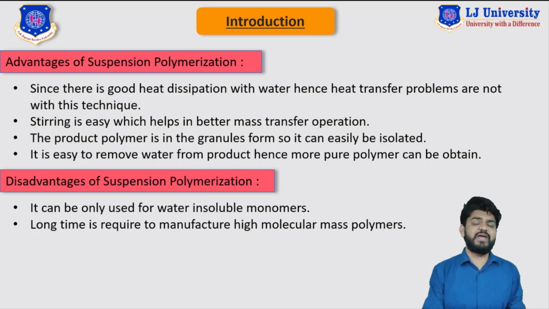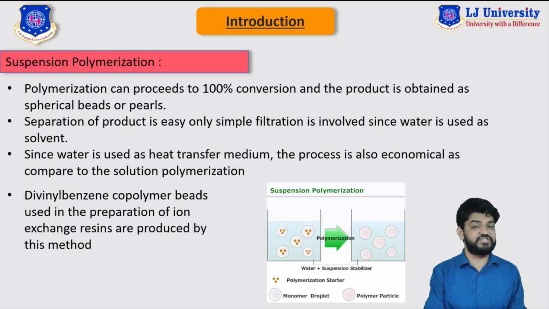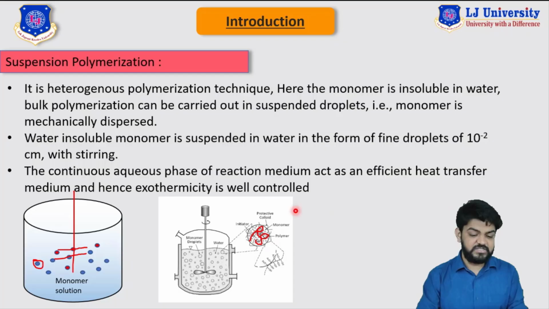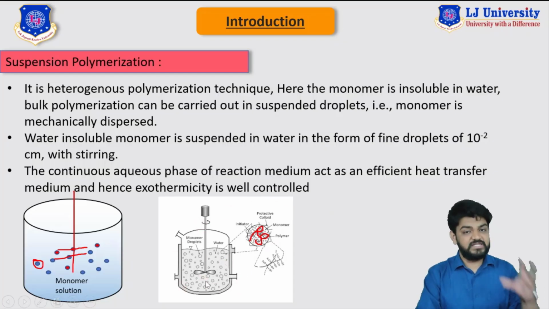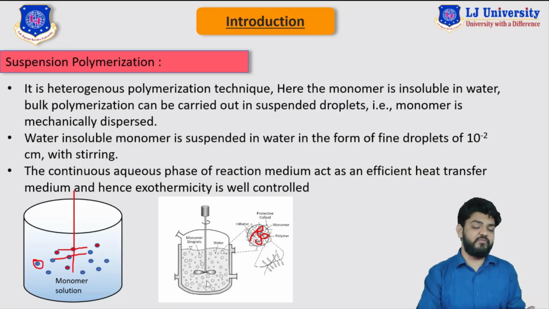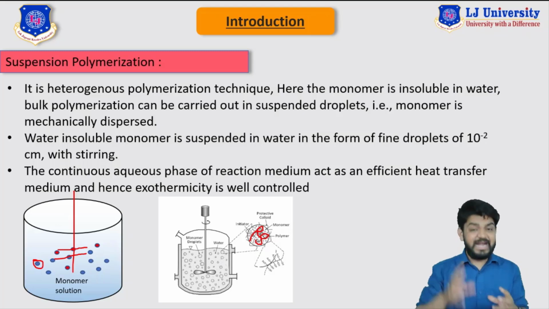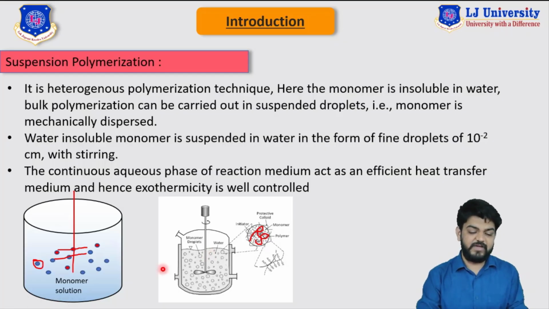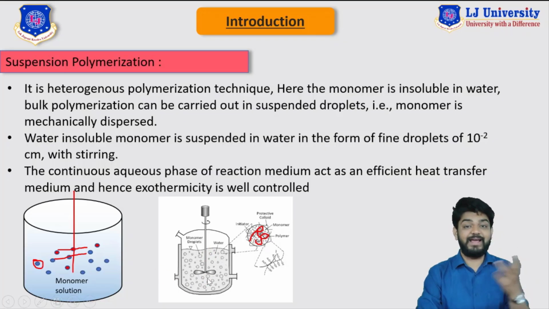Now let's quickly revise what we mean by suspension polymerization with this particular image. You can see in this image we have taken one vessel, inside which we are adding our solvent, which is mainly water. This water will act as the heat transfer medium, and we are going to add our monomer, right? This monomer needs to be water insoluble. Remember this: in suspension polymerization, the monomer and initiator both need to be insoluble in water, right? So now you can see we have added this insoluble monomer and initiator.